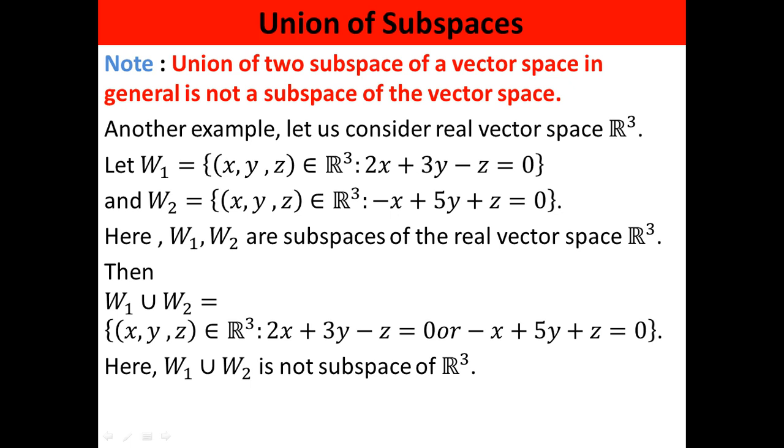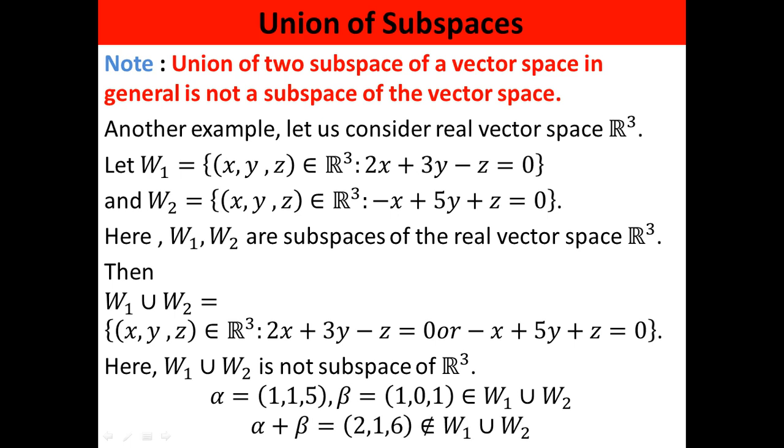For example, consider two elements alpha (1, 1, 5) and beta (1, 0, 1). Alpha satisfies the first condition: 2 into 1 plus 3 into 1 minus 5 is 0, and beta satisfies the second condition. So alpha and beta are both elements of W1 union W2, but if you add those two elements, the sum does not belong to W1 union W2 because (2, 1, 6) does not satisfy the conditions.